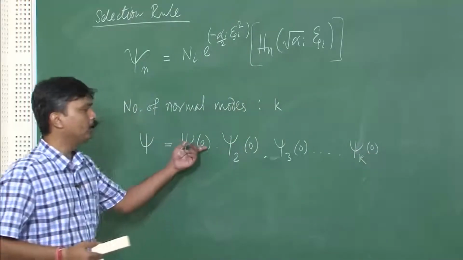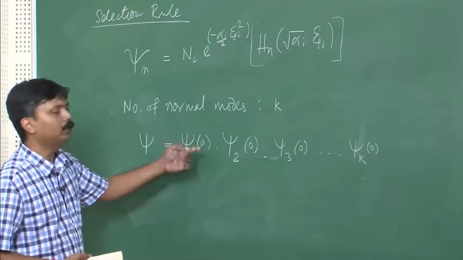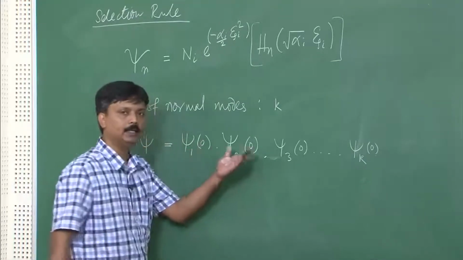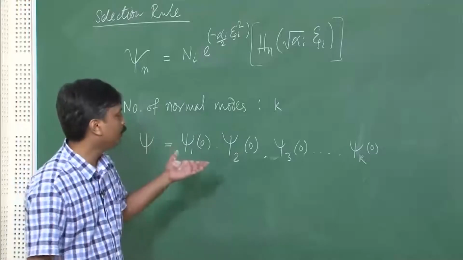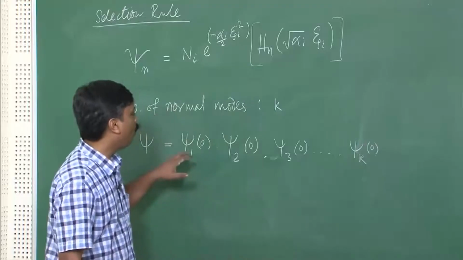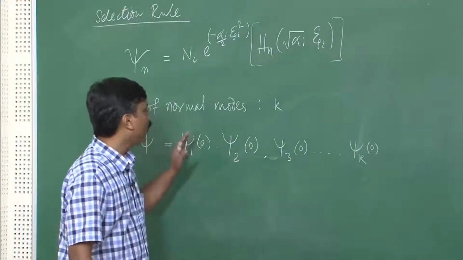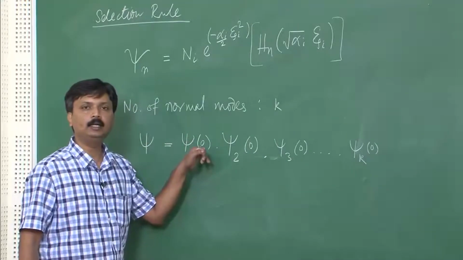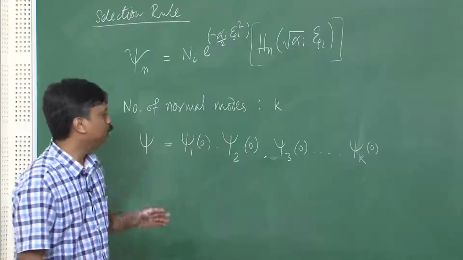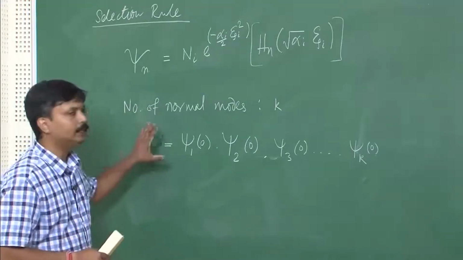Now, this 0 within the parenthesis gives me the particular quantum number where this particular normal mode is residing. So, in this particular case I am considering that all my normal modes, the first, second, third or the kth one, all of them are residing in their 0th level, that means all of them are in the ground state. So, therefore, this total wave function of this molecule is in the ground state.